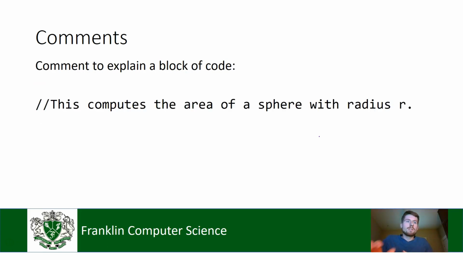Okay. So here's an example of a comment. So this is how you might use a single line comment to explain a block of code. I've got two forward slashes over here, and then the computer is going to ignore everything to the right of those two forward slashes. This computes the area of a sphere with radius r. So that would be like an example comment for some method that does compute the area of a sphere. This would be a pretty short method because you can do it in one line. But anyway, that's an example of a single line comment.